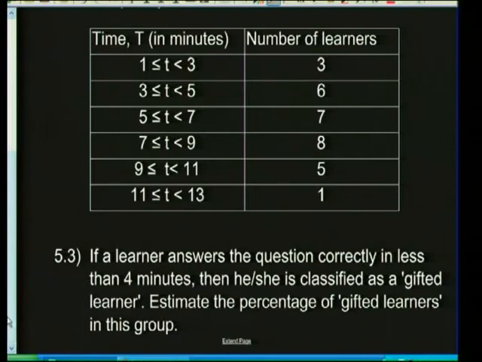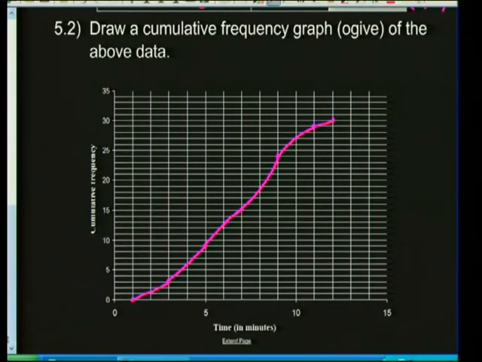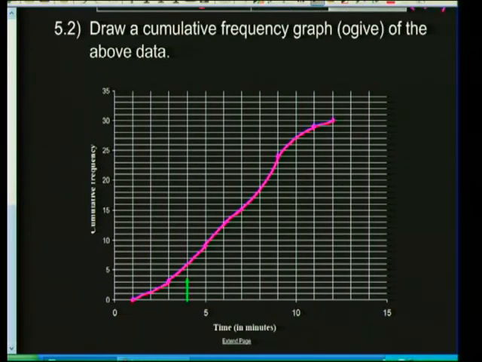Okay, right. From there, there's now a question asking us to interpret data off that. Okay, so it says if a learner answers a question correctly in less than 4 minutes, then he or she is classified as a gifted learner. So estimate the percentage of gifted learners. So correctly in less than 4 minutes. So let's go back to our diagram and let's find 4 minutes. Okay, so 4 minutes is going to be over there on my axis, and I'm going to draw it up to my graph, and then I'm going to draw it across to my cumulative frequency.